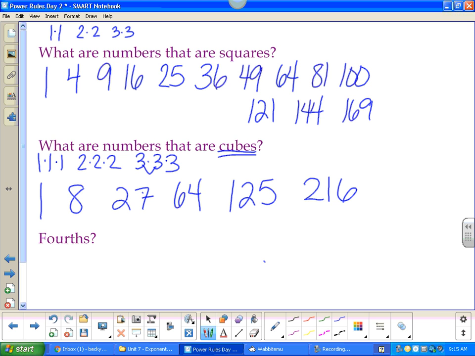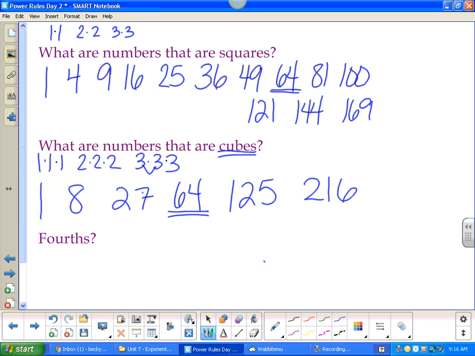Let's talk about this next one, 64. 64, if you'll notice, is also a square. So just heads up, make sure you know if the question is talking about squares or cubes. Because 64 is a square because it's 8 times 8. But 64 is a cube because it's 4 times 4 times 4.